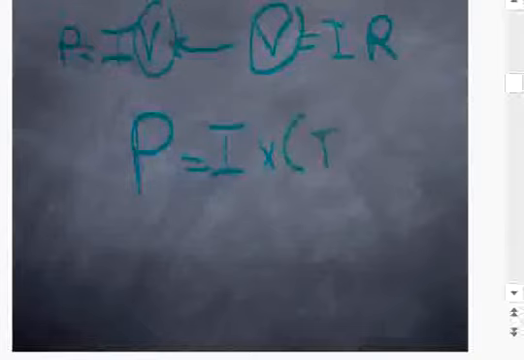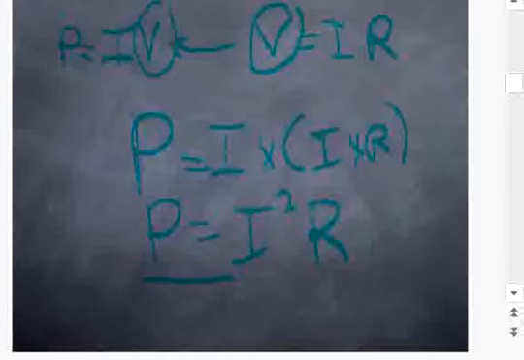Now, this is the basic formula. P is equal to IV. V is equal to IR. I can substitute this V into this formula. When I combine these formulas, after V has been substituted, it becomes I times R. So the formula becomes P is equal to I squared R. So that is how we get the formula over here.